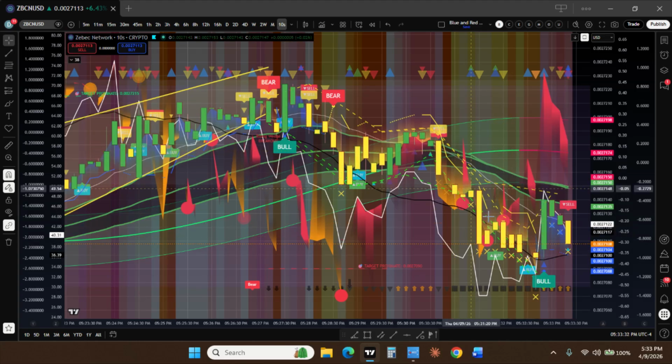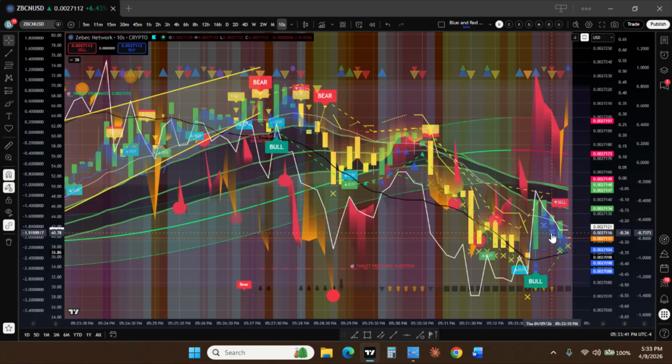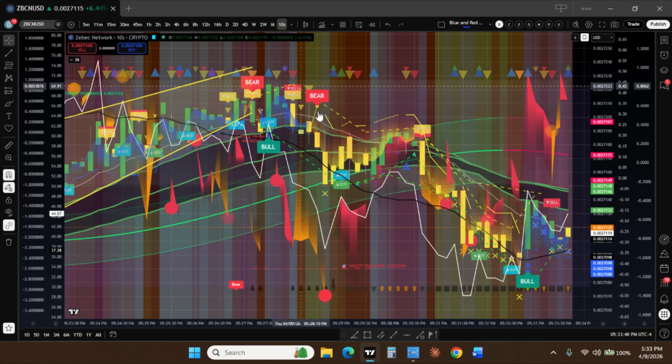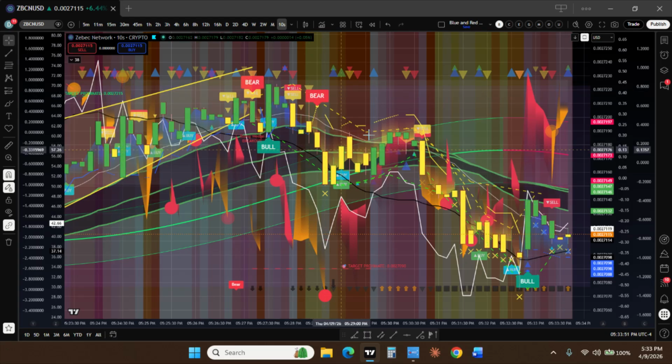Now, blue indicates things are warming up. We got blue under the candles here, and there's a bull. Yellow means things are cooling down, like bear, yellow, downward price action, even though you have some buys and sells within the bear and the bull flags.